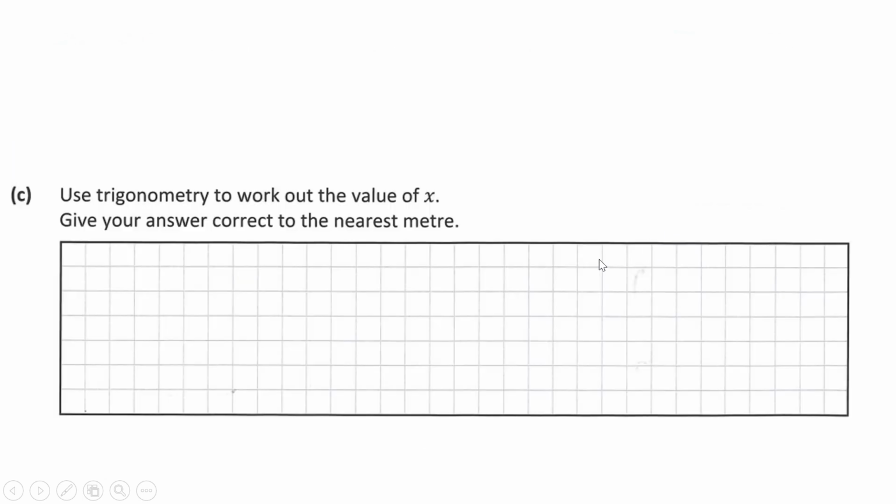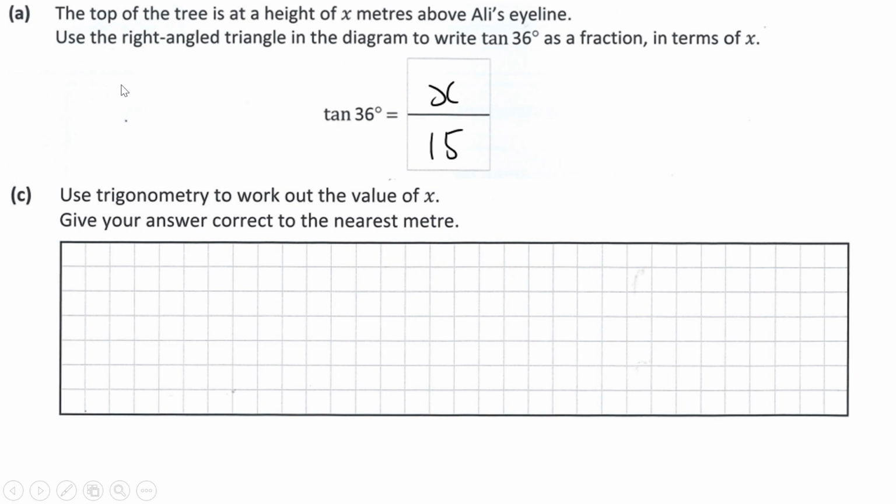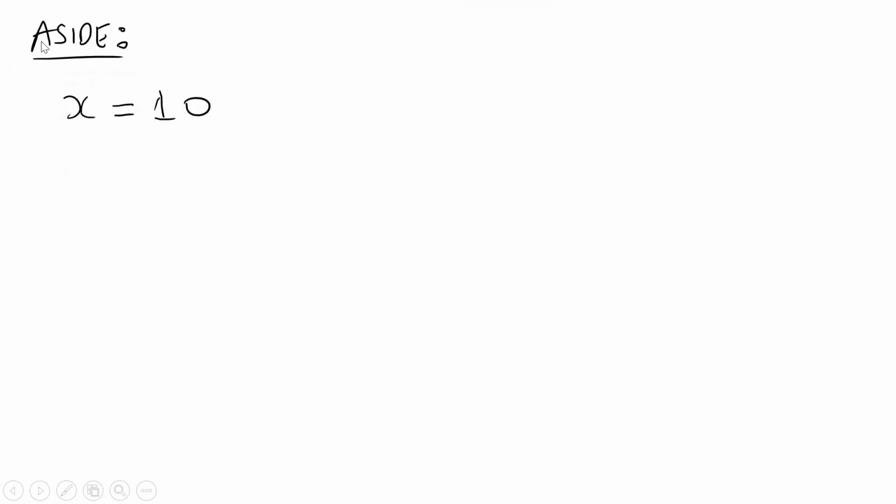That's part B. Part C, use trigonometry to work out the value of X. Give your answer correct to the nearest meter. So you'll notice I've left the blank top blank here. And the reason for that is from part A, you got tan of 36 is equal to X over 15. So we need to work out what X is. And before I do that, I'll show you a quick aside here.